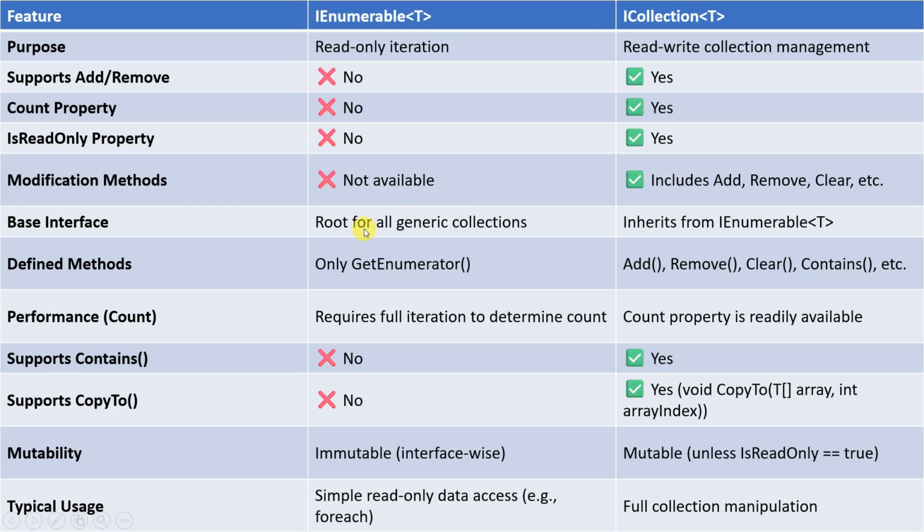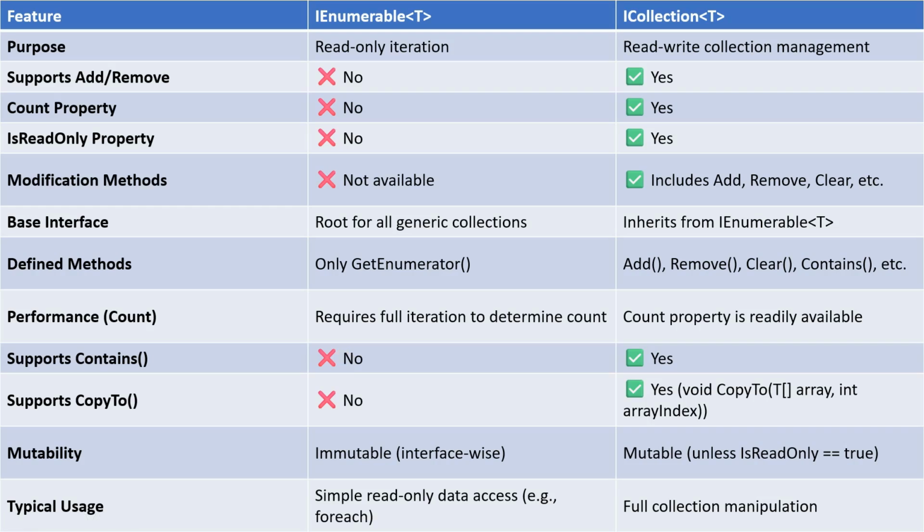IEnumerable of T is a root for all generic collections, whereas ICollection of T itself inherits from IEnumerable of T. IEnumerable of T has a method called GetEnumerator, whereas ICollection of T has add, remove, clear, and contains methods. IEnumerable of T requires a full iteration to determine the count of items, whereas ICollection of T itself has a count property which is readily available.